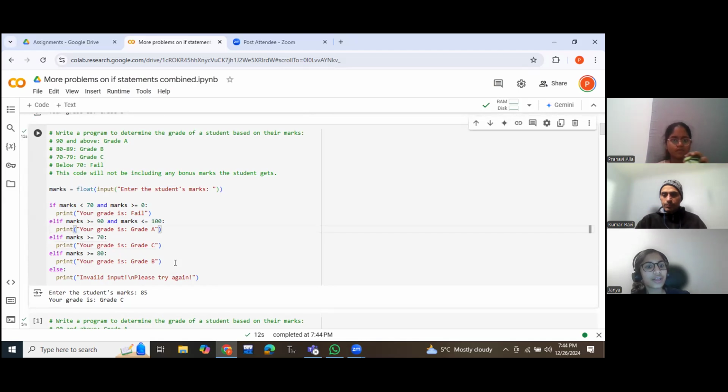Because the first elif that is true is marks greater than or equal to 70, and 85 is greater than 70. So that is the first one which is true, but we are supposed to get grade B, right? See, I just changed the order, and then the output is wrong.